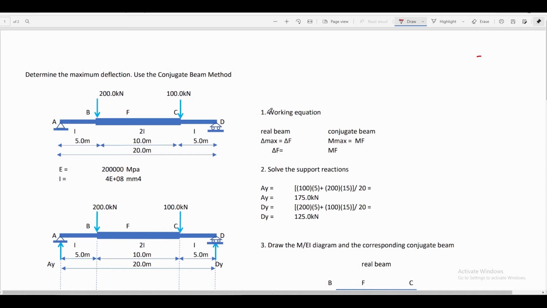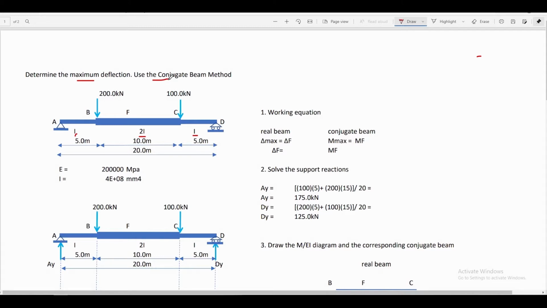We will now continue solving slope and deflection of beams using the conjugate beam method. Today, we will deal with another non-prismatic beam, since as we can observe, the relative moment of inertia of the inner portion of the beam is twice the relative moment of inertia of the outer part of the beam. The requirement of this beam is to solve for the maximum deflection using the conjugate beam method.